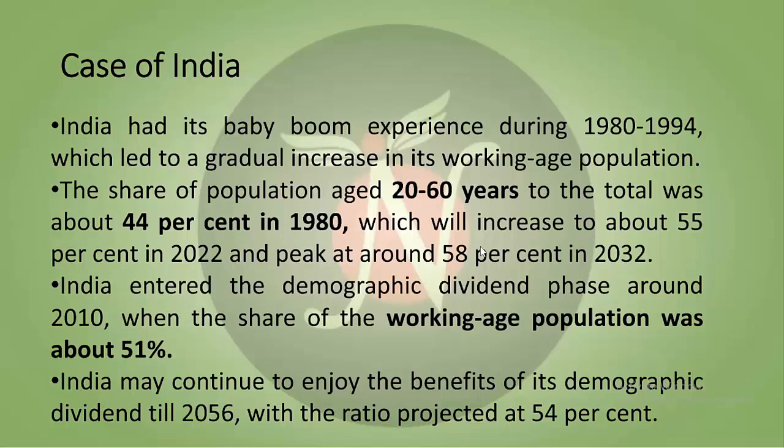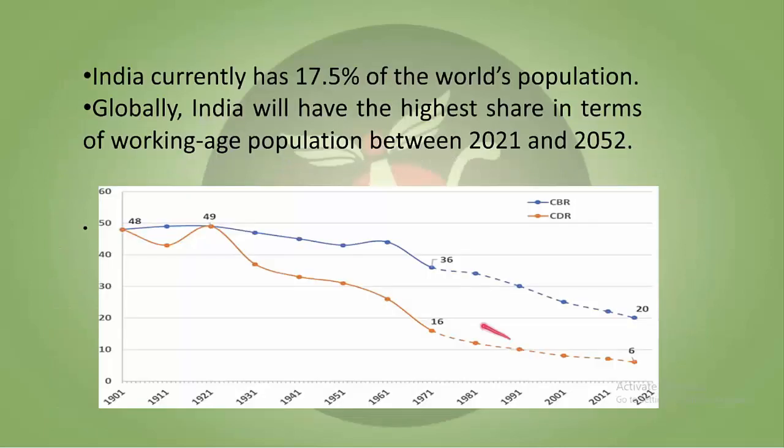India entered the demographic dividend phase around 2010, when the share of the working age population was about 51%. India may continue to enjoy the benefits of its demographic dividend till 2056, with the ratio projected at 54%. India currently has 17.85% of the world's population. Globally, India will have the highest share of the working age population between 2021 and 22. So this is the demographic dividend of India.